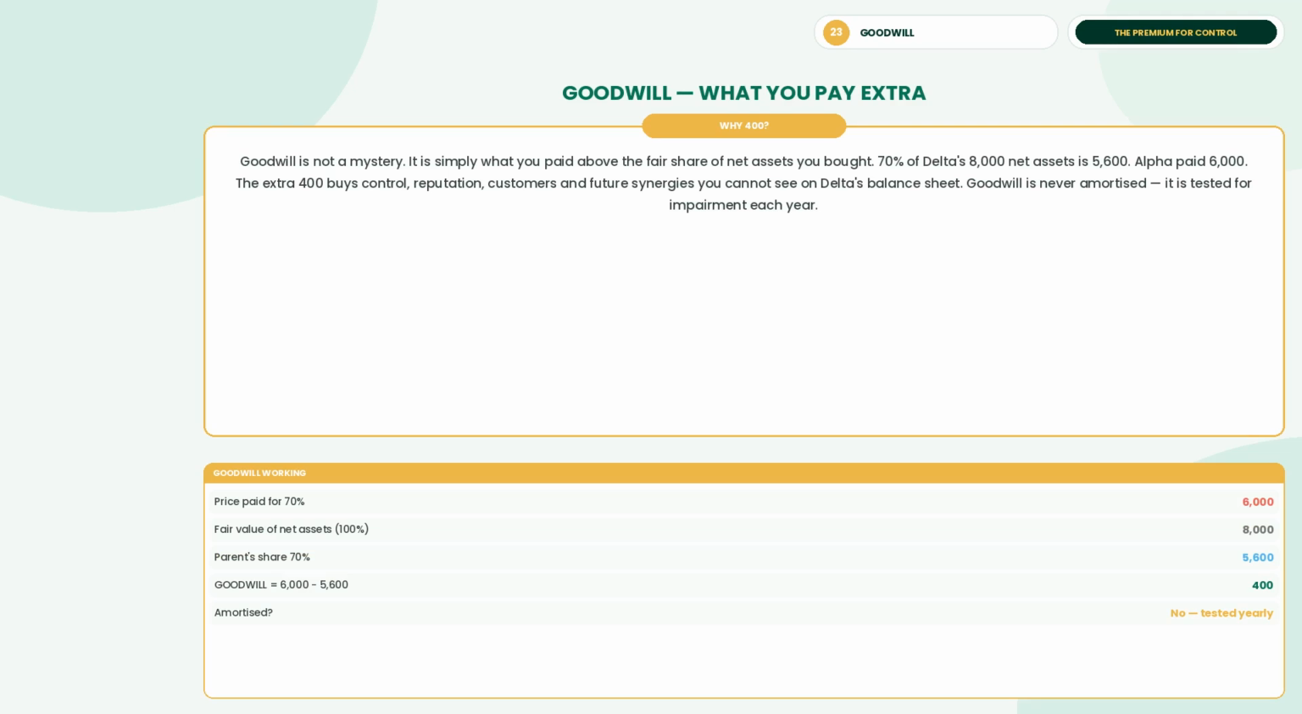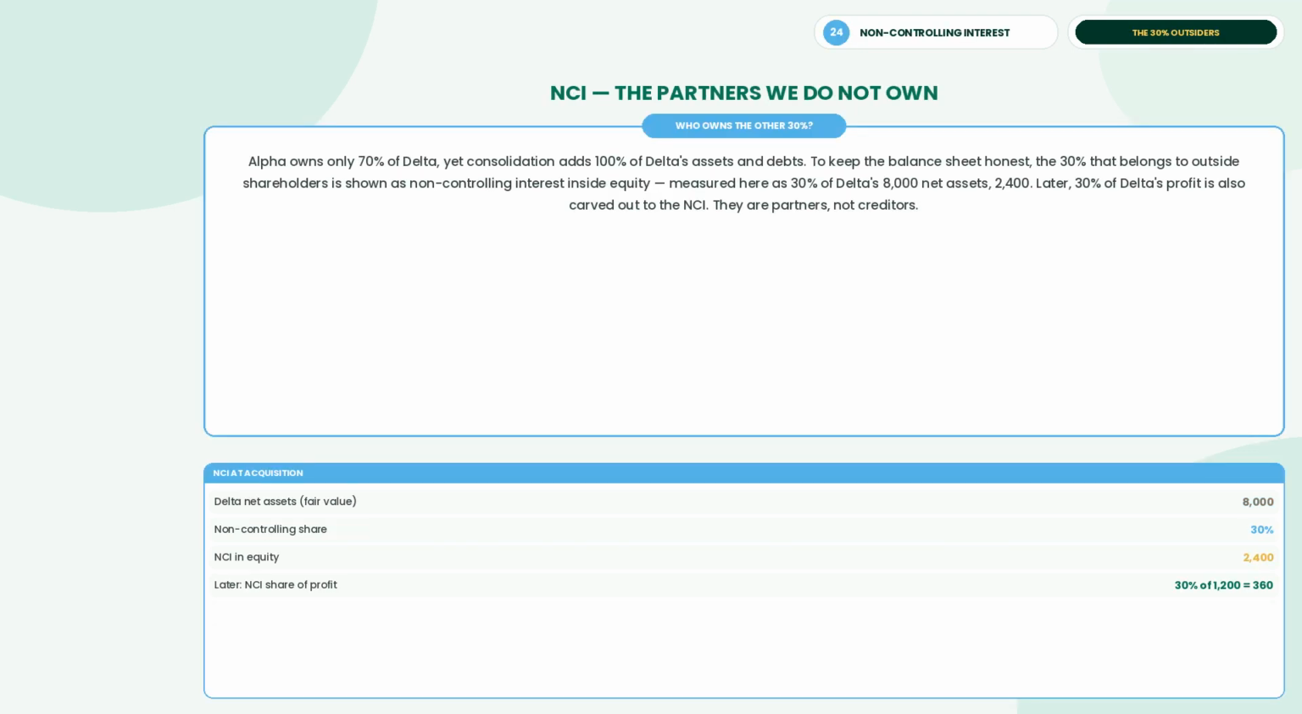Goodwill is not Delta's existing asset and it is not a plug to hide poor analysis. It represents the acquisition premium, expected synergies, customer relationships, workforce capability, or other benefits that cannot be recognized separately. Here Alpha pays 6 million for a 70% interest worth 5,600,000 at fair value, so goodwill is 400,000. After acquisition, test goodwill for impairment, do not amortize it merely to smooth earnings.